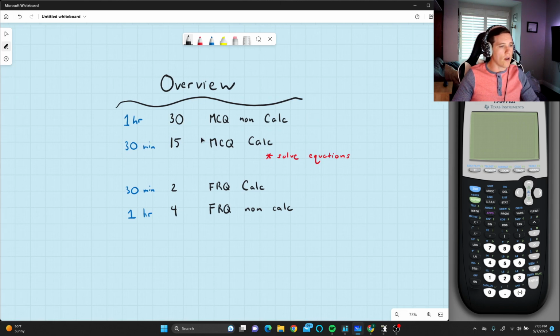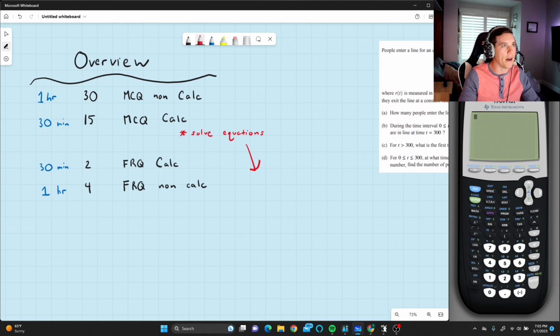Okay, after that, you have 15 calculator multiple choice. These ones are usually typically easier. Now, the one thing, we didn't do a lot of these ones because I focused more on the non-calculator. The thing to be aware of here, you're mostly going to use your calculator to solve equations that you should not try to solve by hand.